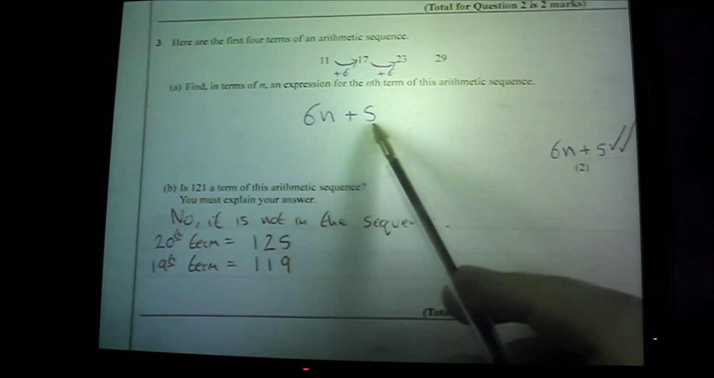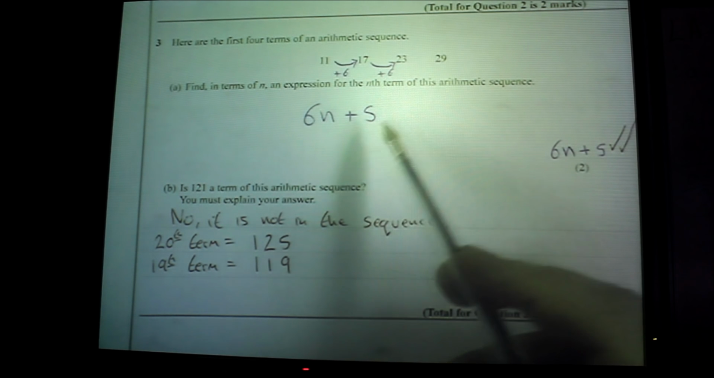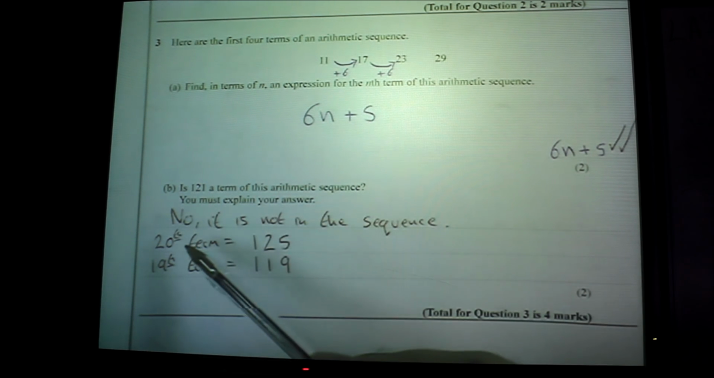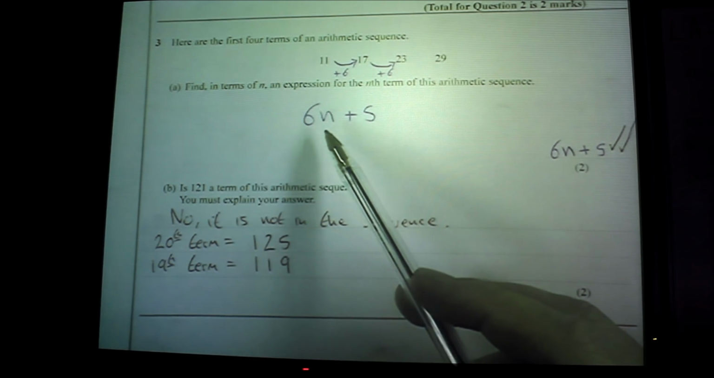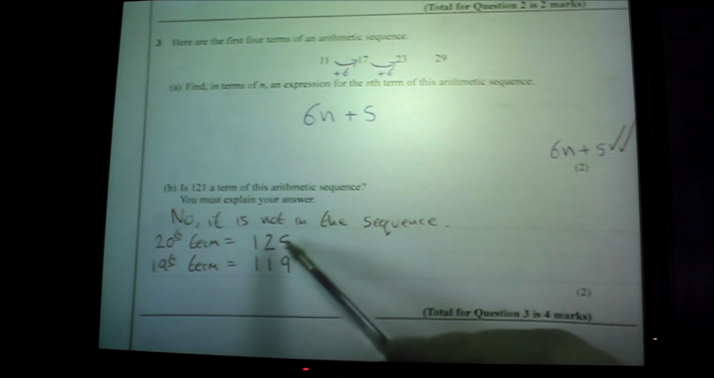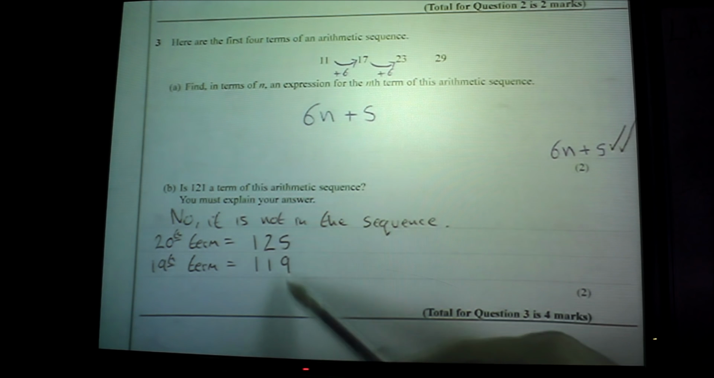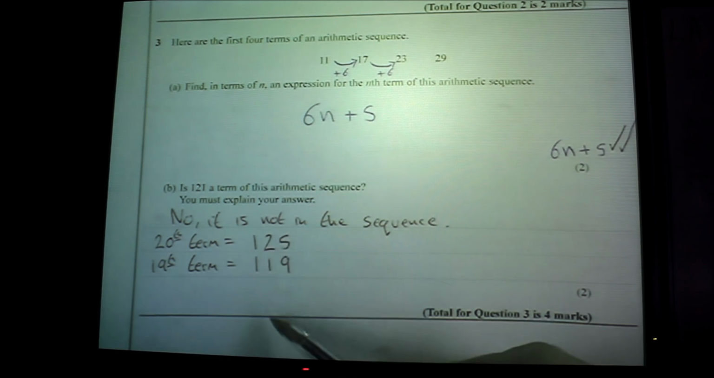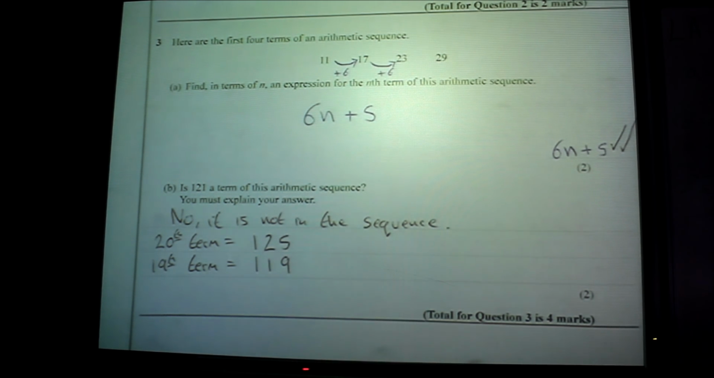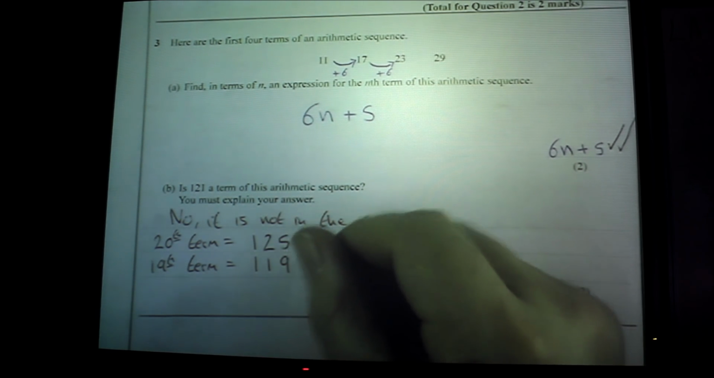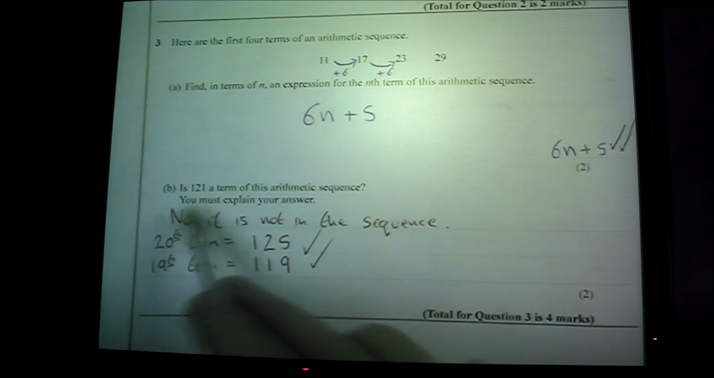That will be 65. 6 times 10 add 5 is 65, so it's a bit low. Went for the 20th term. 6 times 20 is 120, add 5 gives you 125. Because it's going up in 6s, look, the 19th term, you just take 6 off. So 121 is between those two, so it is not in the sequence. So you get your marks for the workings. You get no marks if you just say no.